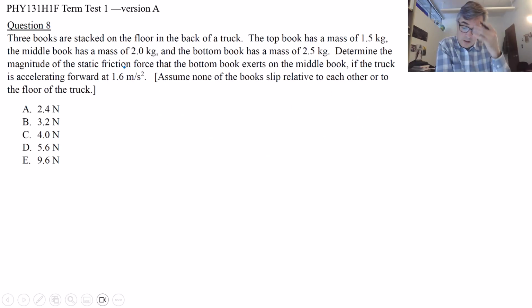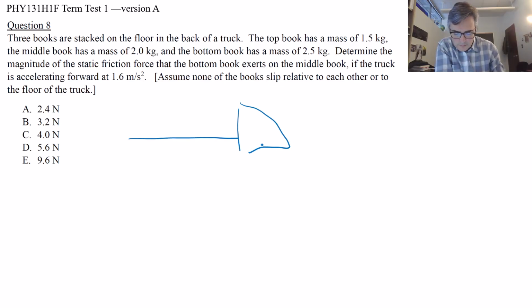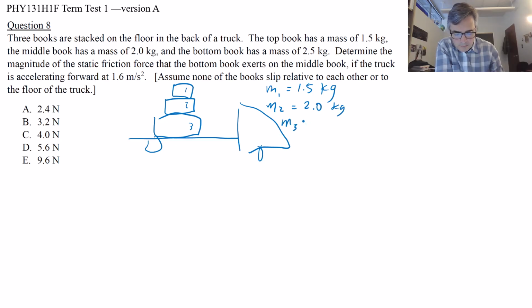3 books are stacked on the floor in the back of a truck. So here's the truck, and there's the books. The top book has a mass of 1.5 kilograms. We'll call them 1, 2, and 3. The middle book has a mass of 2.0 kilograms, and the bottom book has a mass of 2.5 kilograms.